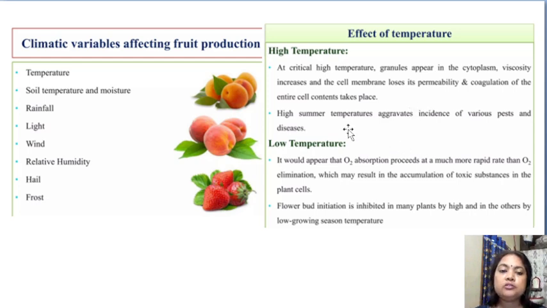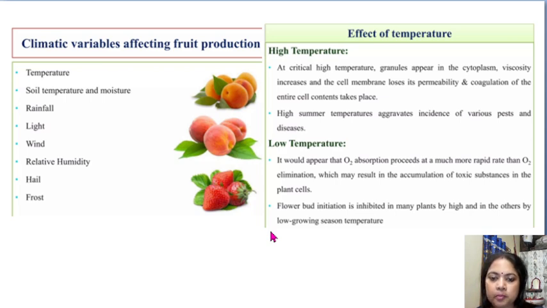Then high summer temperature aggravates the incidence of various pests and diseases. So when temperature is high, several types of pests and diseases will appear on your fruit crops. Then if temperature is very low, that will also affect your fruit production. So what will low temperature create? In low temperature, oxygen absorption proceeds at a much more rapid rate than oxygen elimination, which may result in the accumulation of toxic substances in the plant cell.